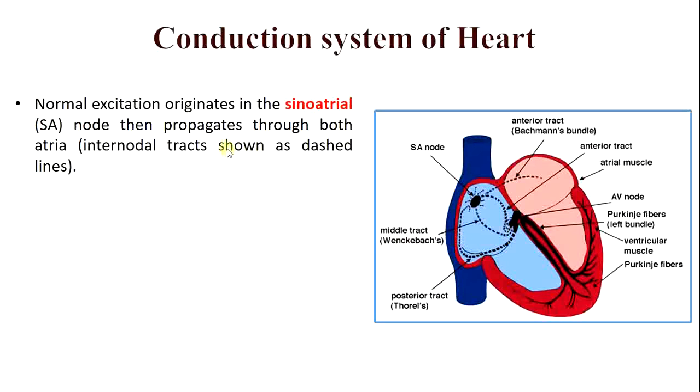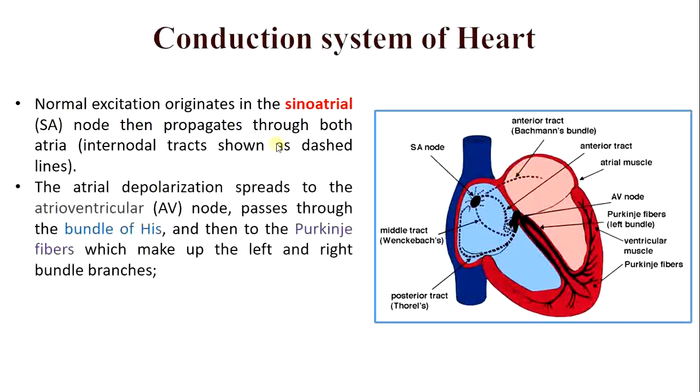So the normal excitation originates in the sinoatrial node, that is the SA node. You can see over here in the figure, it is present at the upper corner of the right atrium. The electrical conduction of the heart starts at the SA node, then it propagates through both the atria. You can see here, the lines are shown. The atrial depolarization spreads to the atrioventricular node.